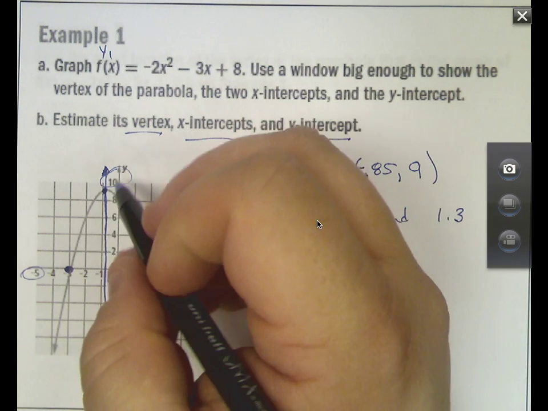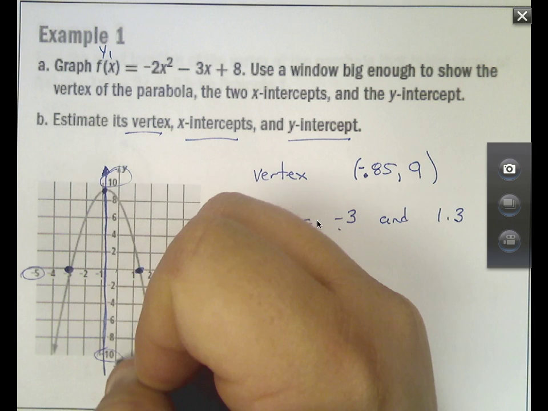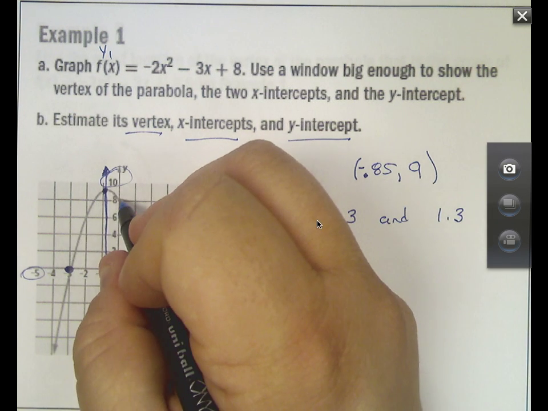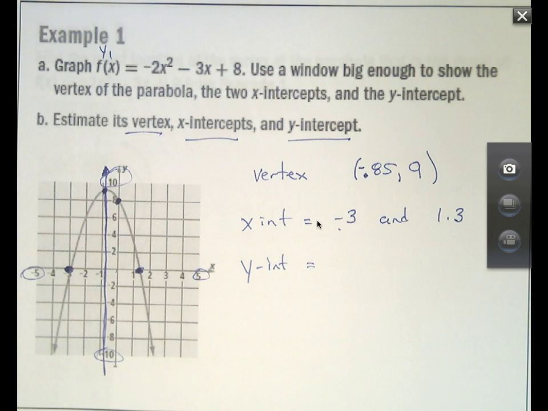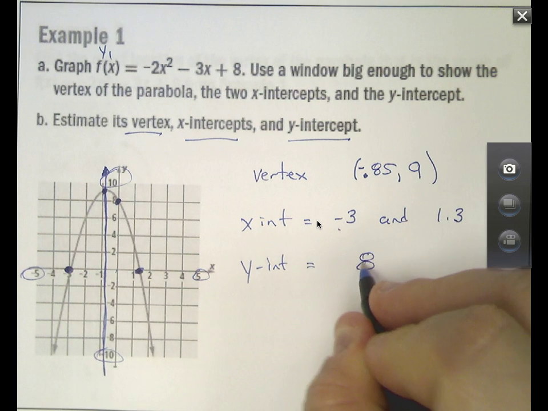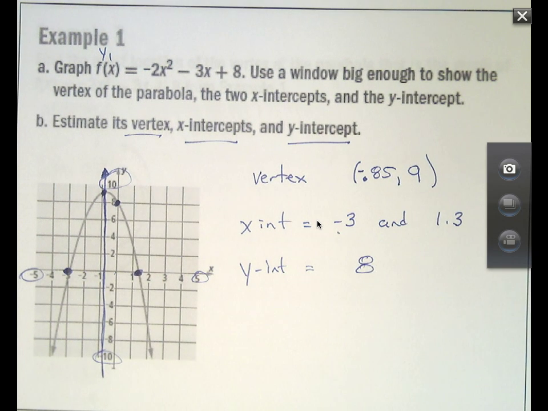My y-intercept is where it crosses the y-axis. My y-axis is right here. Well, this crossed in one spot, and that spot is at 8. So my y-intercept is 8.